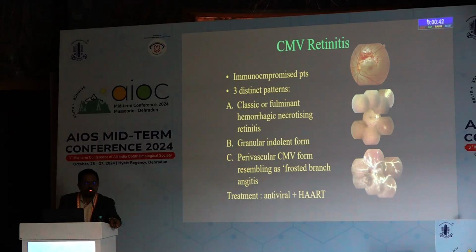branch angiitis. The treatment is in the form of intravenous ganciclovir 5 milligram per kilogram body weight TID for 3 weeks, followed by OD unless the immune recovery is there. You can also go ahead with oral valganciclovir 900 milligram BD for 3 weeks, followed by 900 milligram OD until the immune recovery is there. Sometimes you will have to give them lifelong.